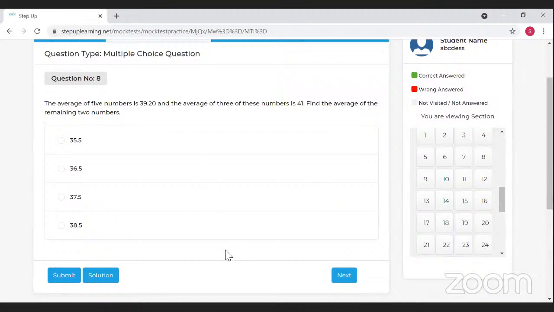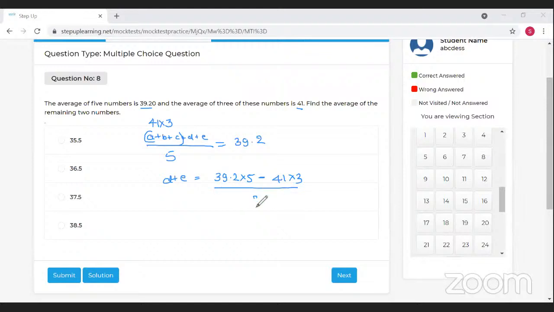Okay, so the average of 5 numbers is 39.2, and the average of 3 of these numbers is 41. So this is A plus B plus C plus D plus E. You go with the formula that makes your life simpler. And the average of these 3, so 41 into 3. Find the average of the remaining 2 numbers. So D plus E, you will get 39.2 into 5 minus 41 into 3, and then divided by 2, you will get the average, 36.55. Okay, let's move then.